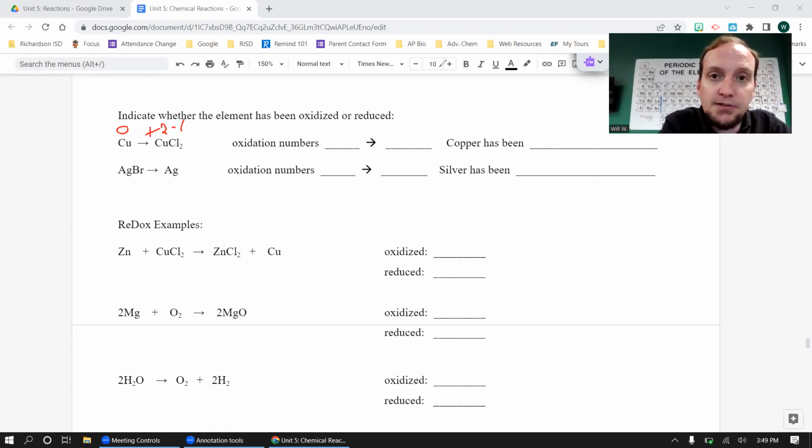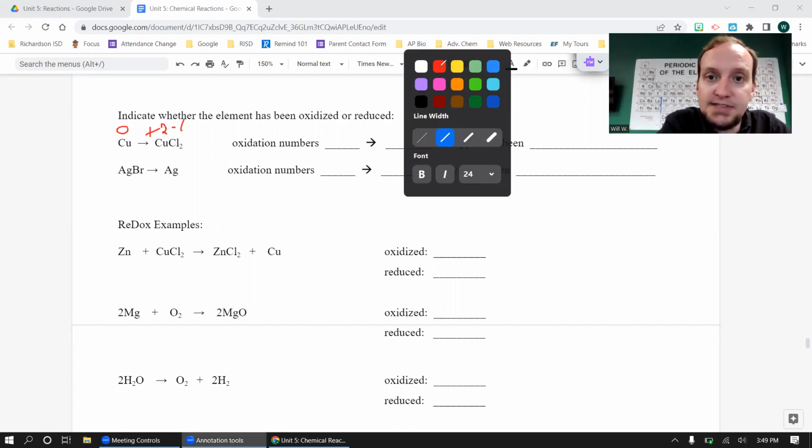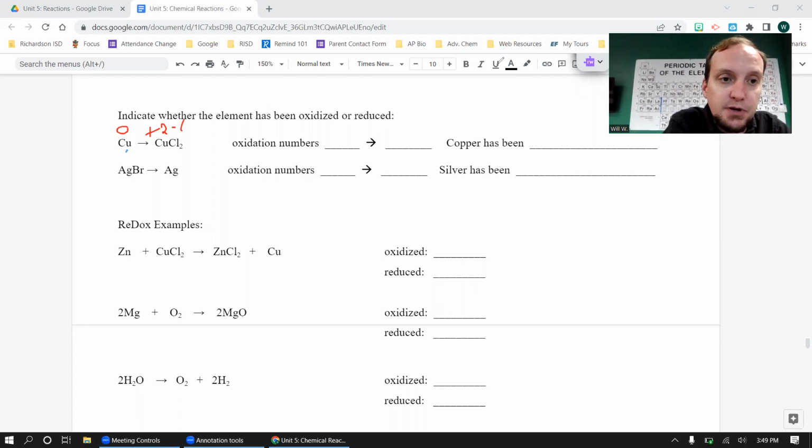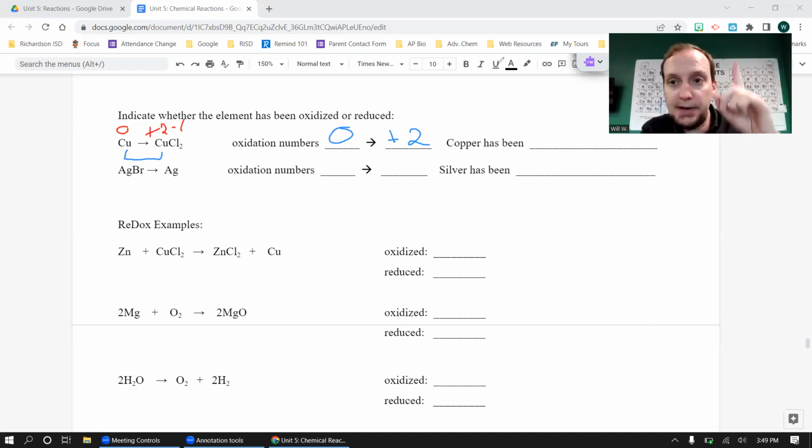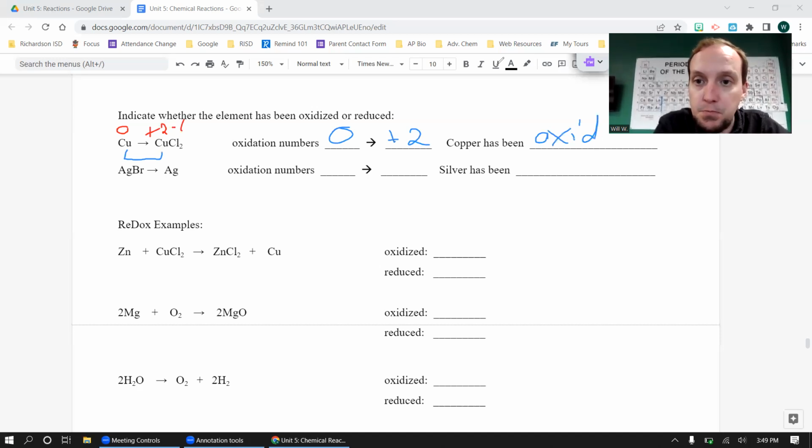So what we want to do now is look at the elements as they change. So copper goes from 0 to a +2. 0 to a +2 is going up. If it's going up, it's an increase. That means copper has been oxidized. Oxidized.